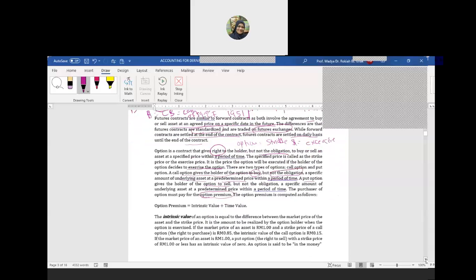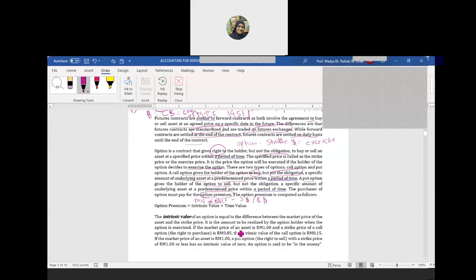For the premium, we have two values: the intrinsic value and the time value. The intrinsic value of an option is equal to the difference between the market price of the asset and the strike price. That is, the market value of the asset minus the strike price or exercise price of the option. It is the amount to be realized by the option holder when the option is exercised.